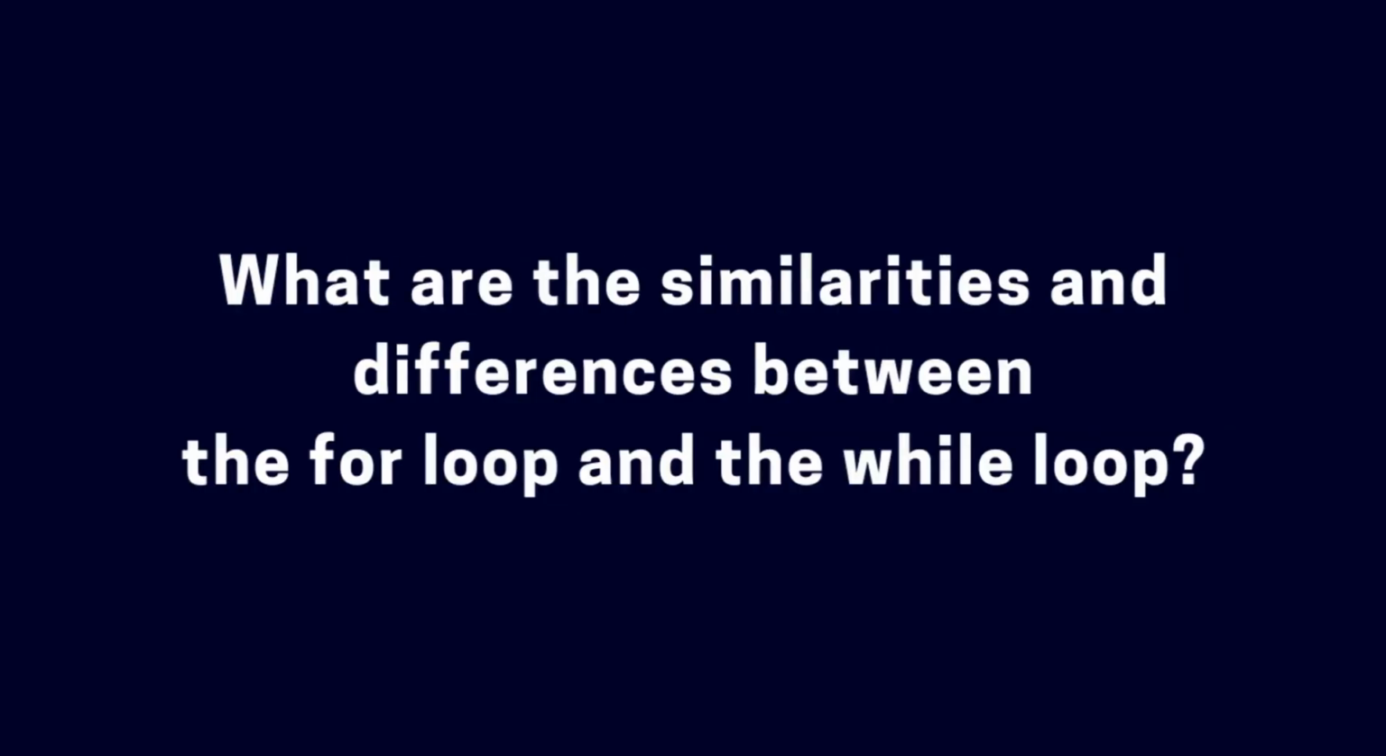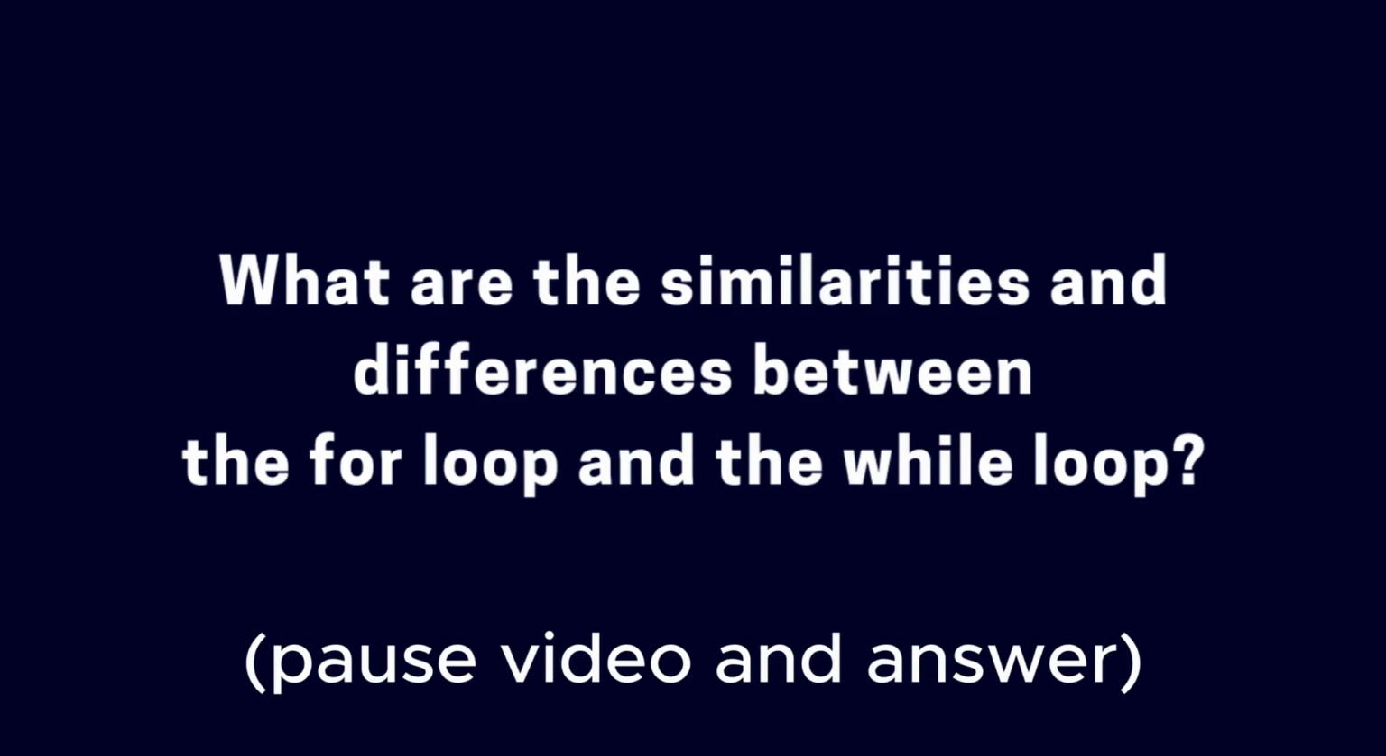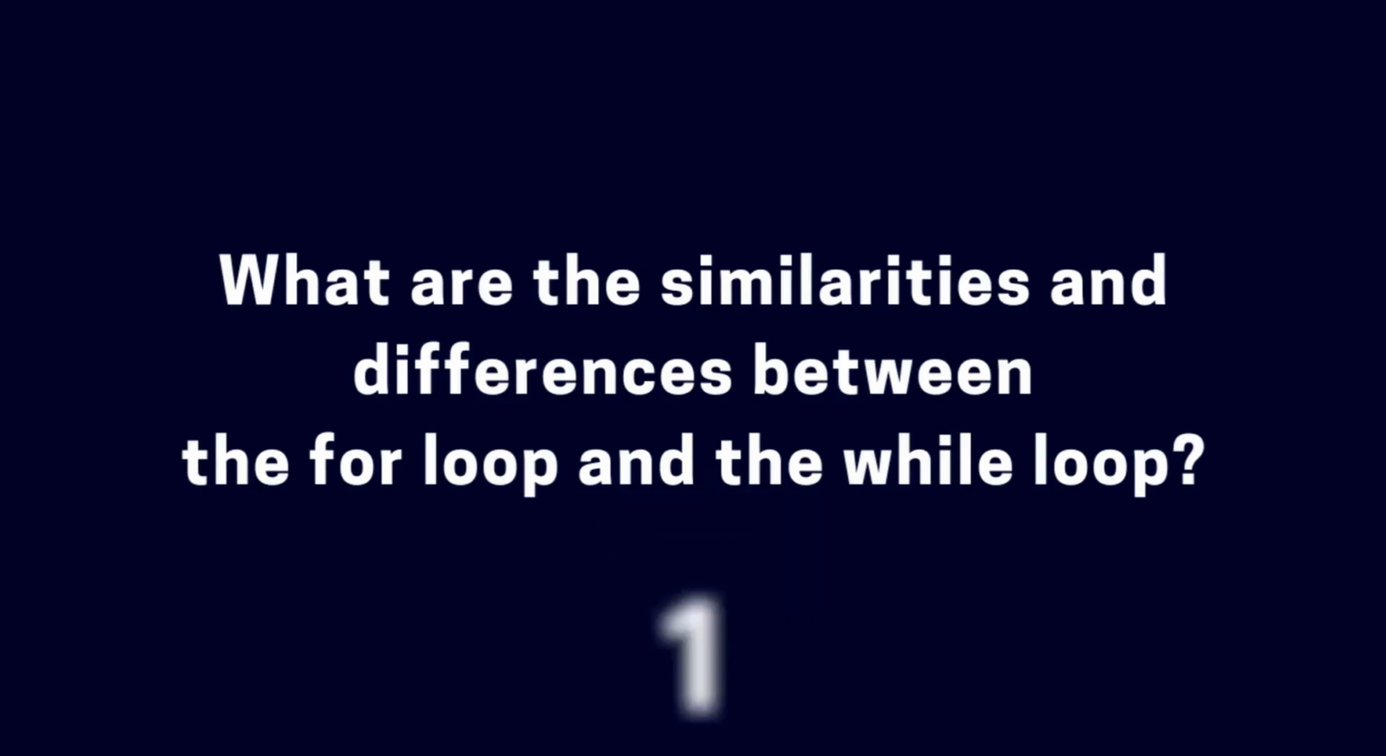What are the similarities and differences between the for loop and the while loop? The for loop and the while loop are similar in that they both execute a block of code repeatedly while a condition is true. The difference is that you would use a for loop typically for iterating over an array, whereas a while loop, you would use in order to execute the same block of code while a condition is true.